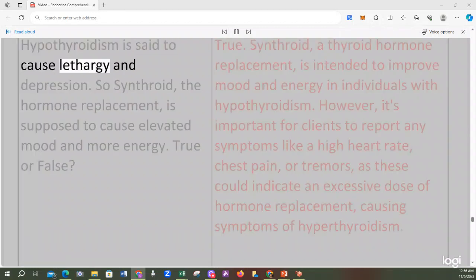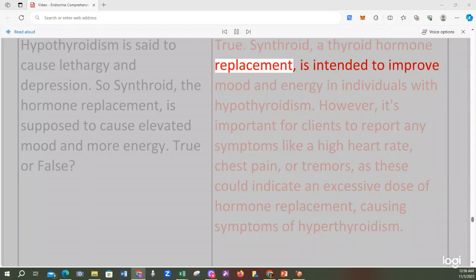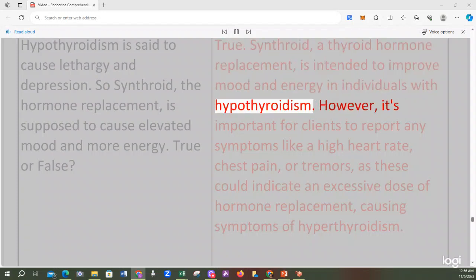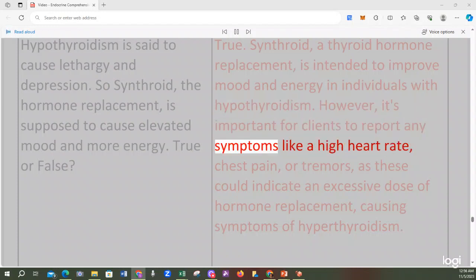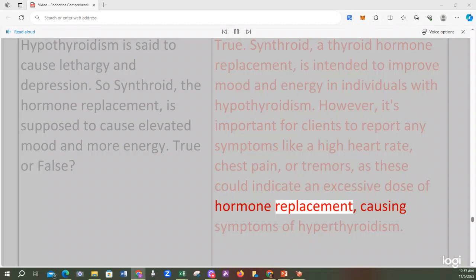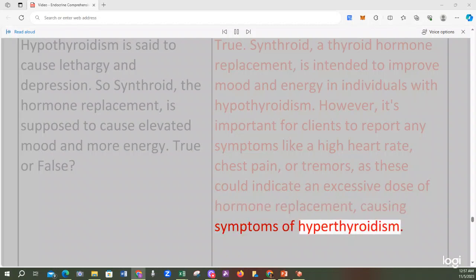Hypothyroidism is said to cause lethargy and depression. So Synthroid, the hormone replacement, is supposed to cause elevated mood and more energy. True or false? True. Synthroid, a thyroid hormone replacement, is intended to improve mood and energy in individuals with hypothyroidism. However, it's important for clients to report any symptoms like a high heart rate, chest pain, or tremors, as these could indicate an excessive dose of hormone replacement, causing symptoms of hyperthyroidism.